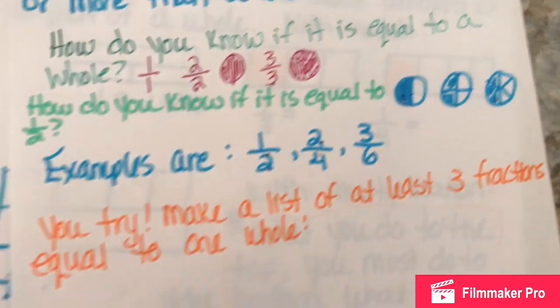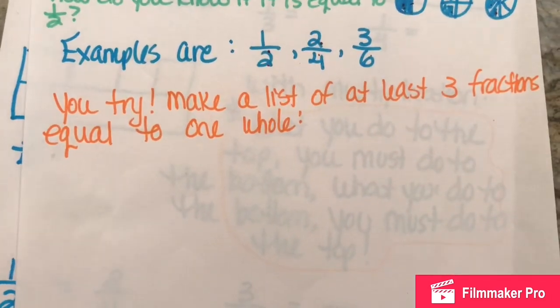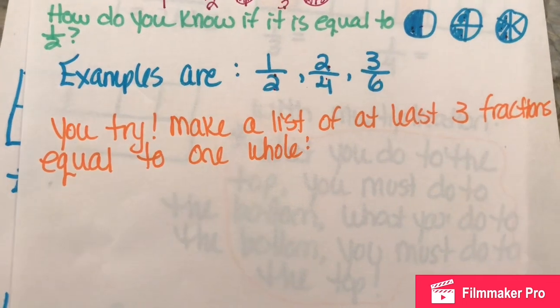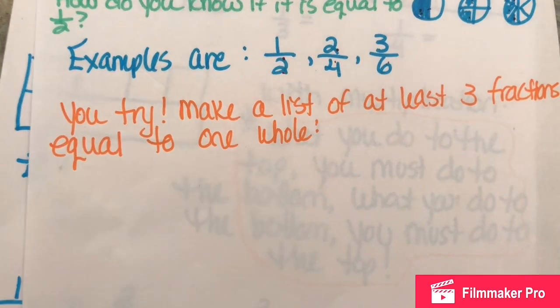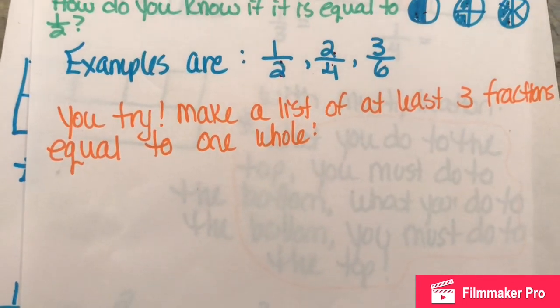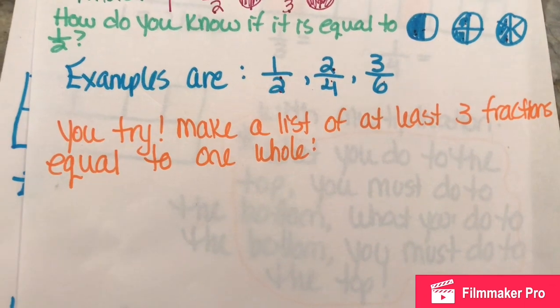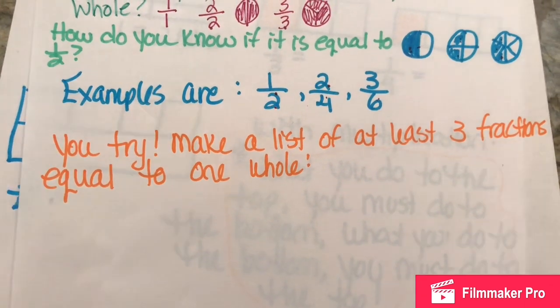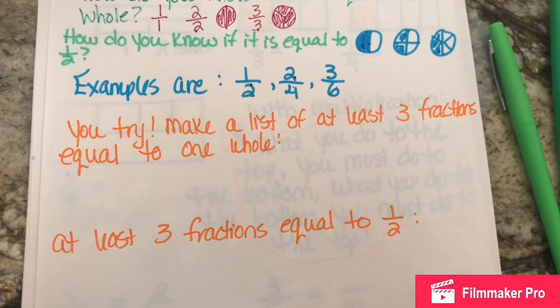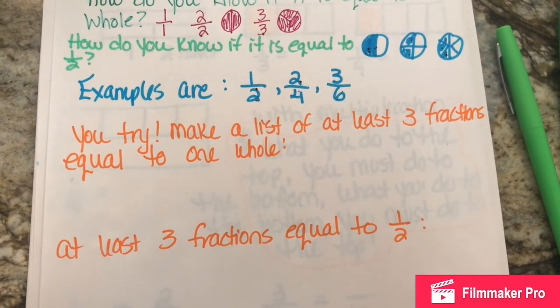So what I want you to do on a sheet of scrap paper is go ahead and try to make a list right now of at least 3 fractions that are equal to 1 whole, and let's also do 3 fractions that are equal to 1/2. Give it a try. Okay, you could pause the video if you need some more time.